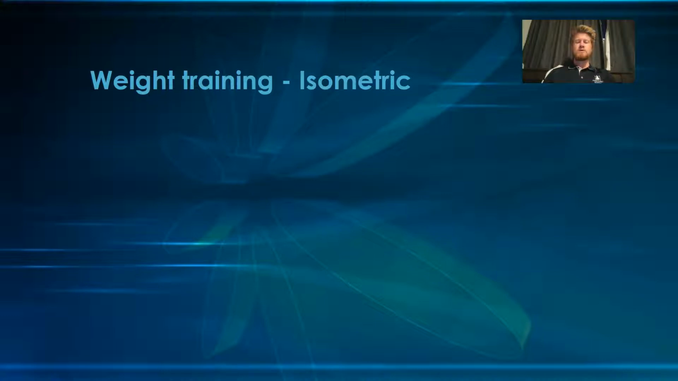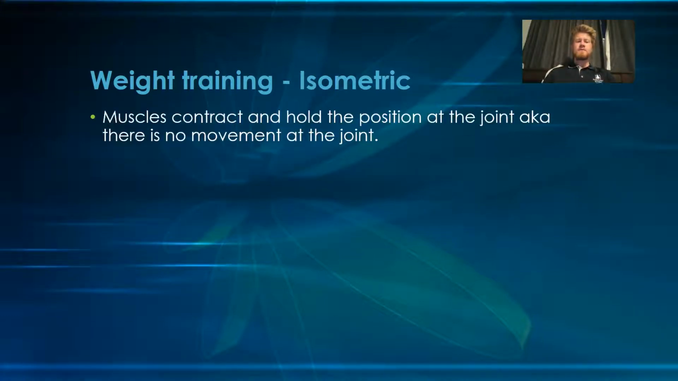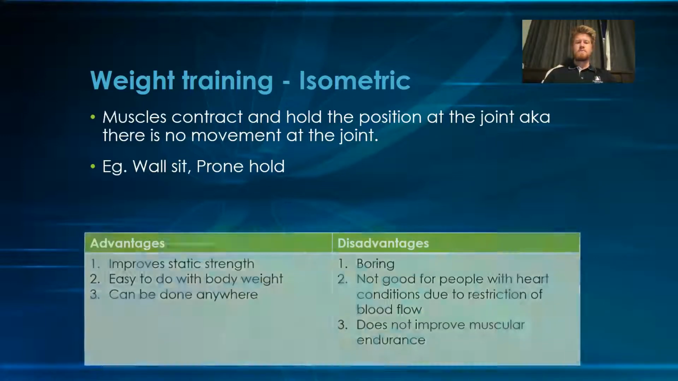So here's isometric weight training. The muscles contract and hold the position at the joint. So there's no movement at the joint. For example, doing a wall sit and just holding that position, or doing a prone hold and just holding that position. There shouldn't be any movement at the joint, just contracting the muscles and holding there.